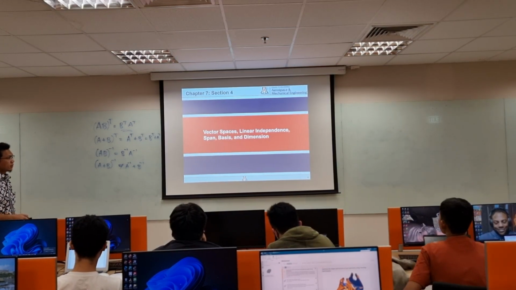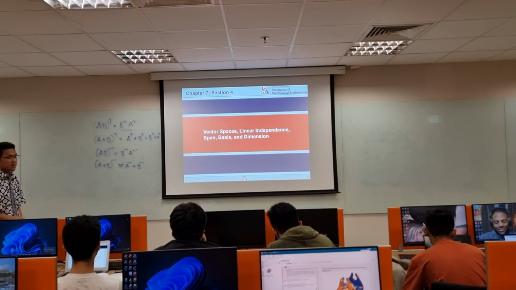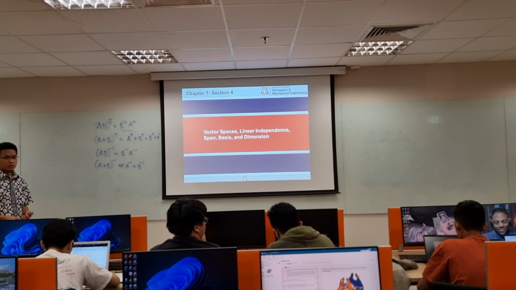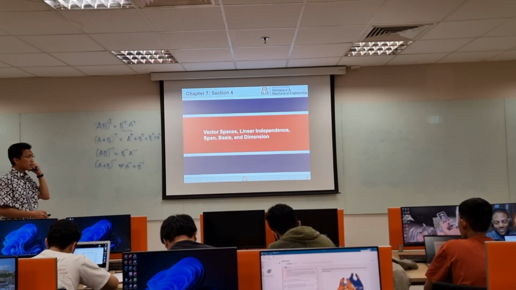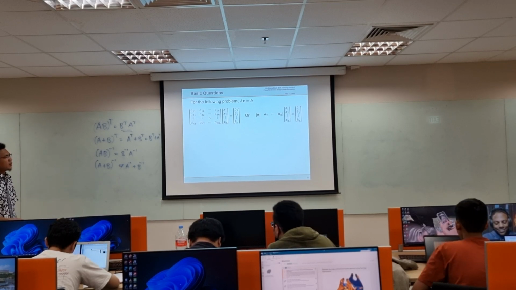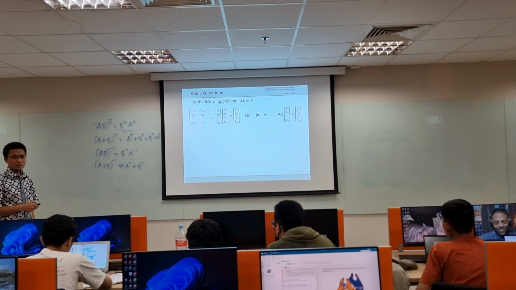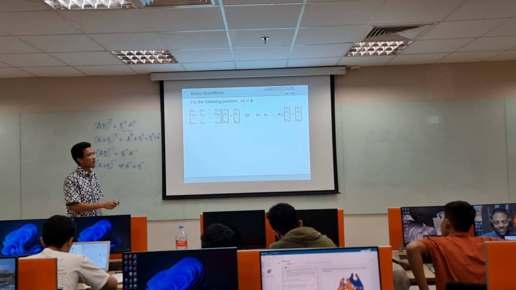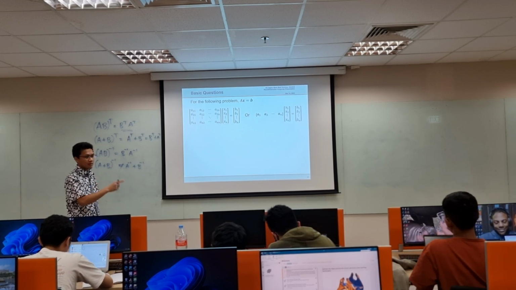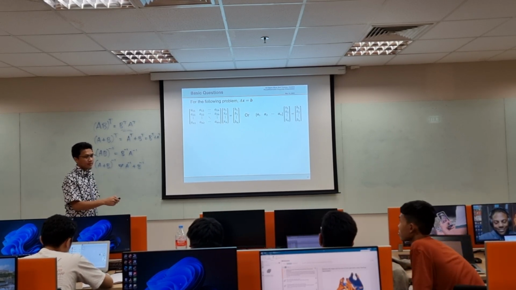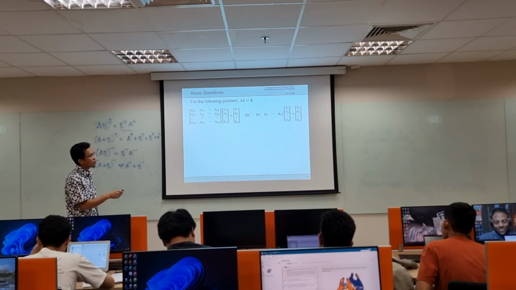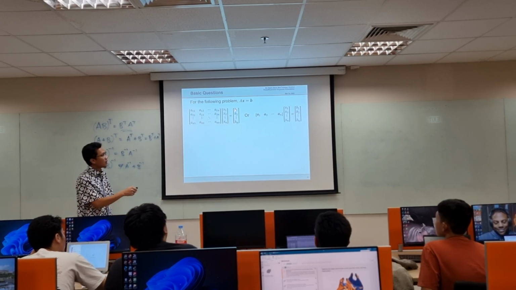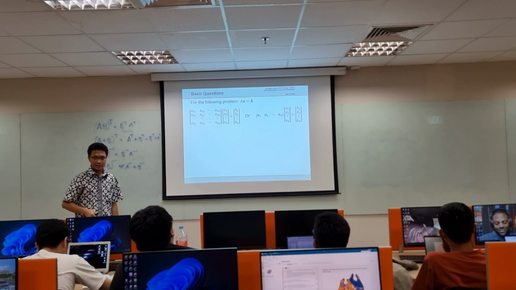So our topic today will be vector spaces up to the dimension. There is a lot of material in here, so I think it will take up one meeting. I will start with a question. Let's say we have the linear equation Ax equal to b. A is a matrix, x is a vector, and b is a vector. So from this equation, which one is the solution? X is the solution. So from this equation, we want to find what x is.